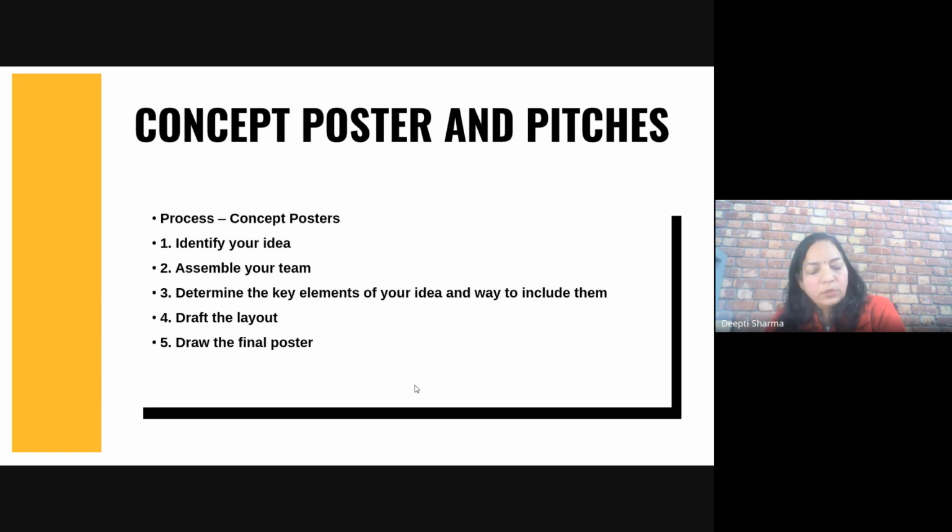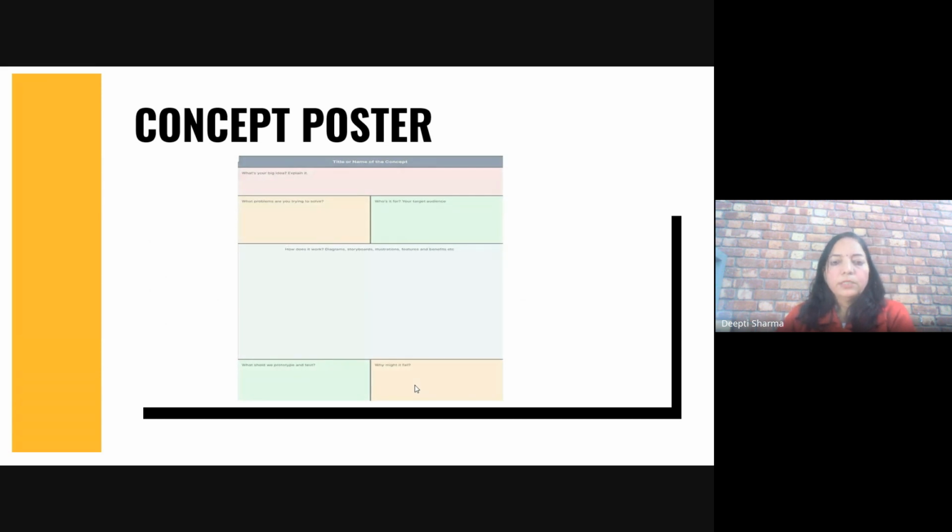The concept poster process involves the following steps. Number one is identifying the idea. We have already identified this at the end of our define phase or ideation phase. Now we are going to assemble the team and determine the key elements of our idea and ways to include them. We include our team to create the prototype, draft the layout, and finally draw the final poster. This is a sample of the poster we can create for the prototyping method.